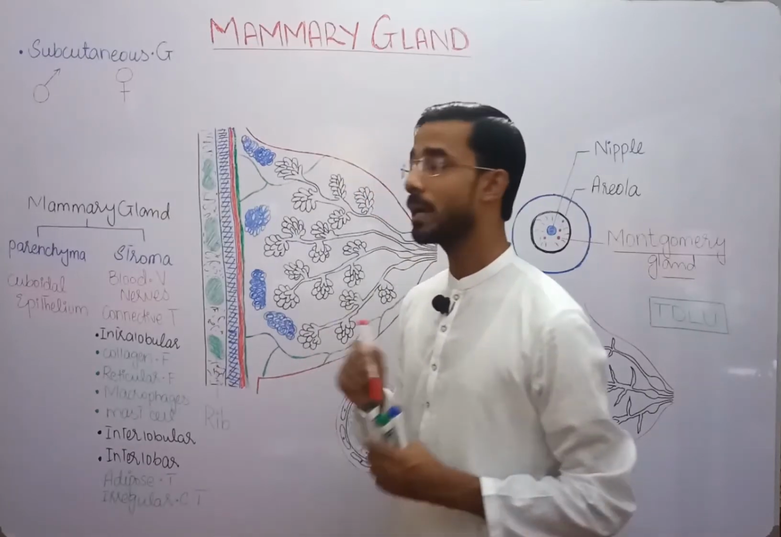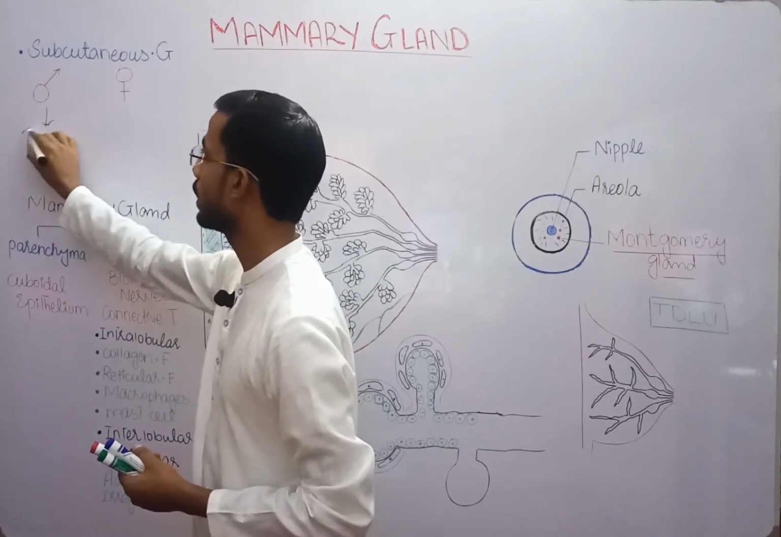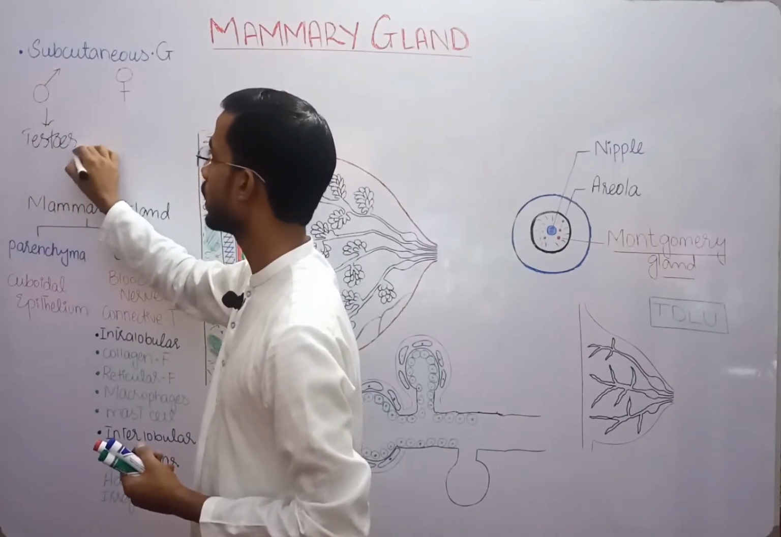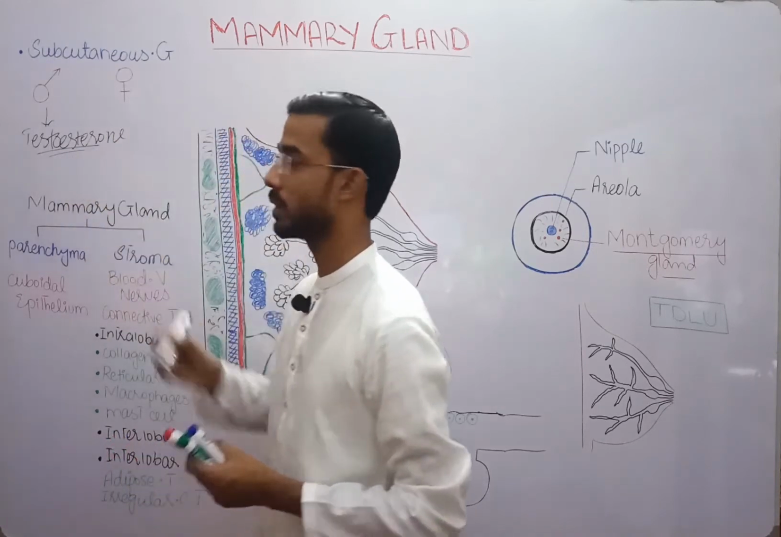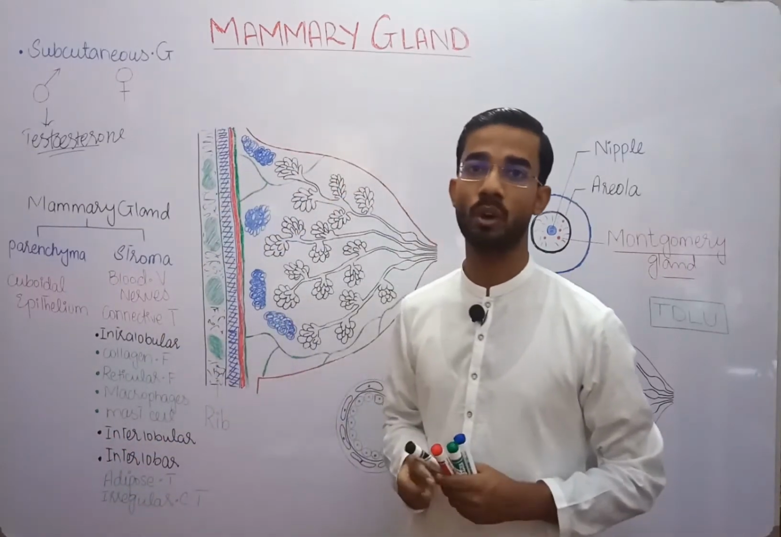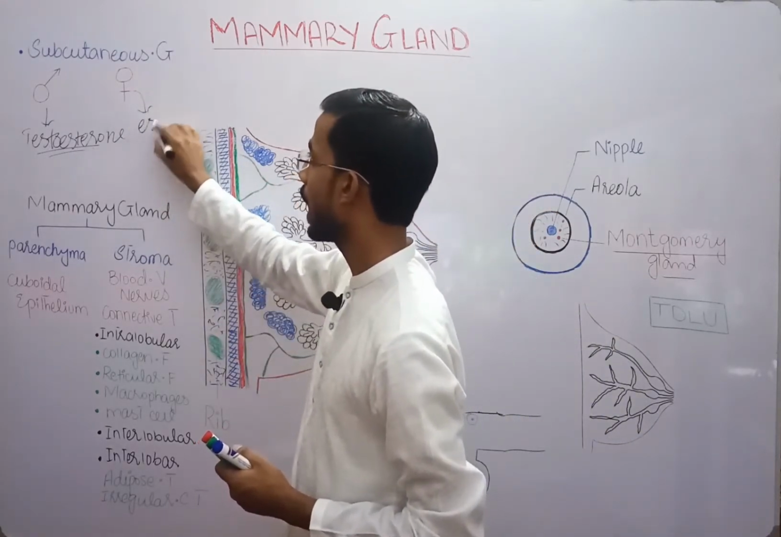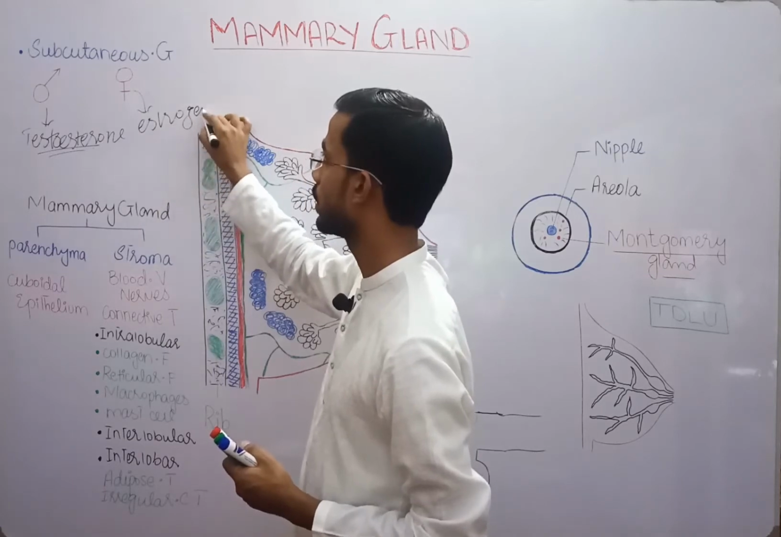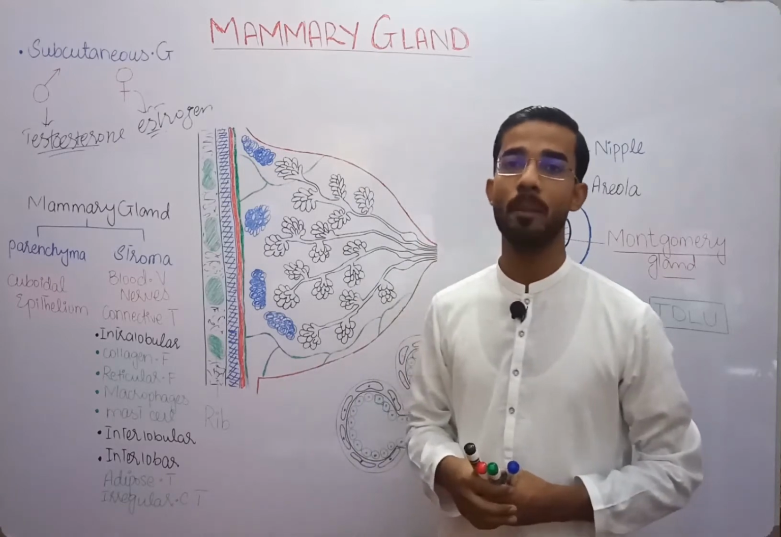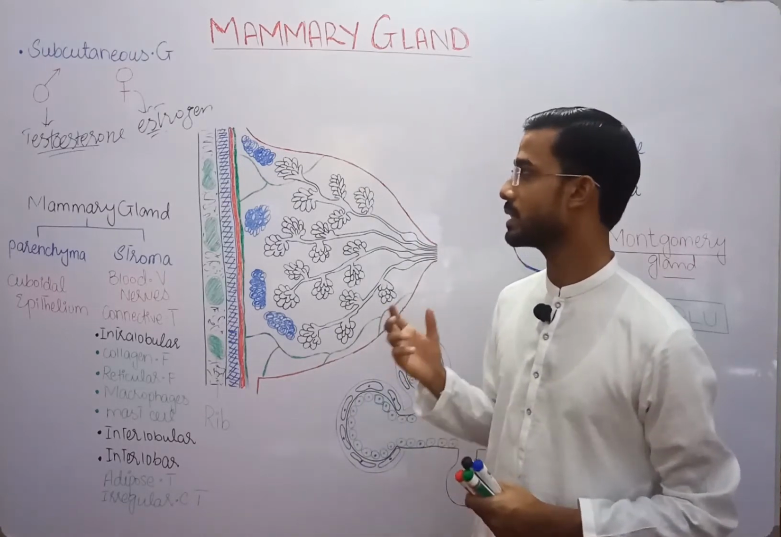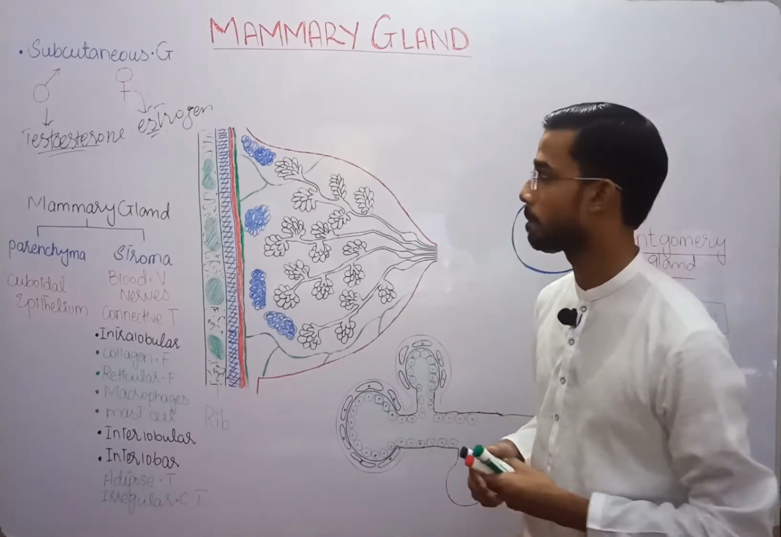Right? At puberty, in male, a hormone called testosterone is produced, which reduces the growth of the mammary gland. And in female at puberty, the estrogen hormone is produced, which helps in the further growth of the mammary gland. Let's see what the structure of the mammary gland is.